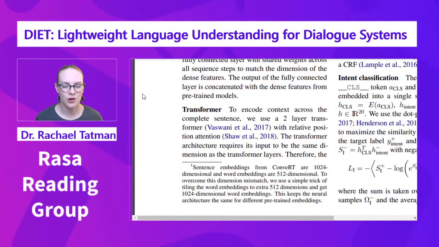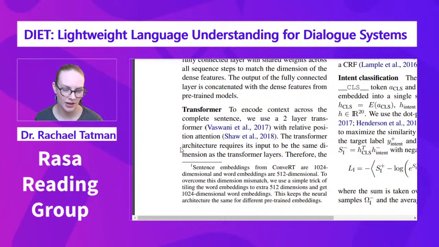Transformer. To encode context across a complete sentence, we use a 2-layer transformer, Vaswani et al., with relative position attention, Shaw et al. So not using the Vaswani positional attention mechanism, which to this day is the weirdest part of that paper for me. So they're using a different positional attention mechanism. Because transformers don't care about order, right? Every token looks equally at every other token, and then attention determines the amount of weight it's given. It's not really weight, but you know what I mean.